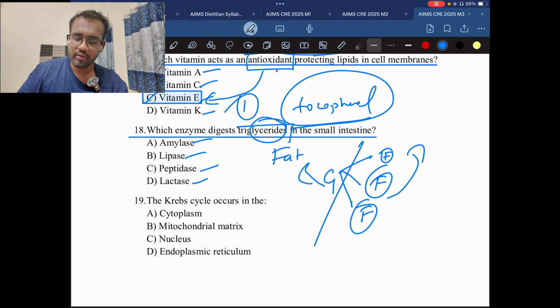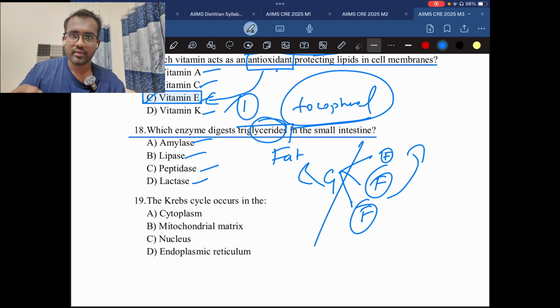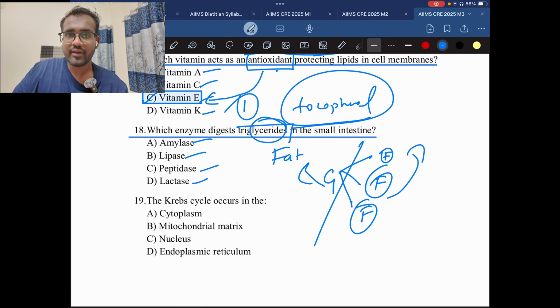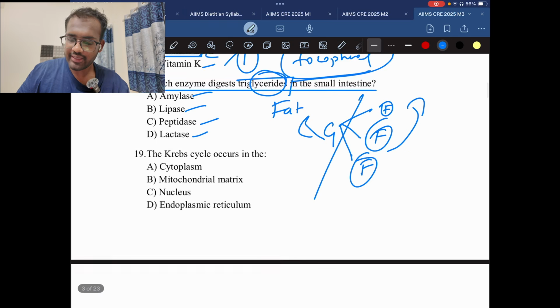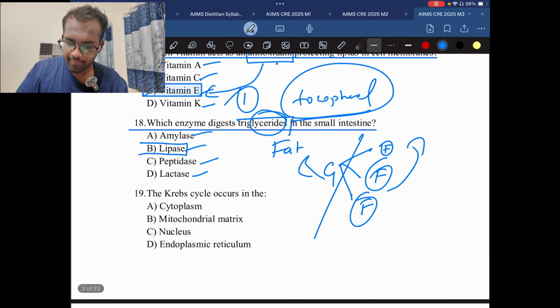In future videos I will be going very deep, and we can slowly solve every chapter, and for the next year exam we will prepare very well. So all the best. Here the answer will be B, lipase. Always remember, lipase helps in fat digestion.